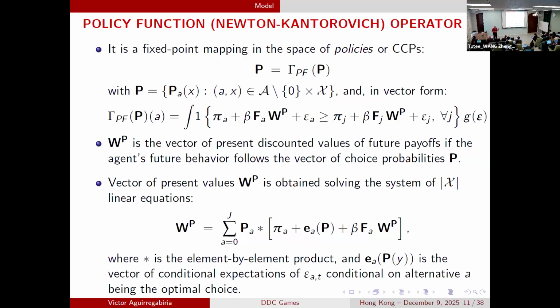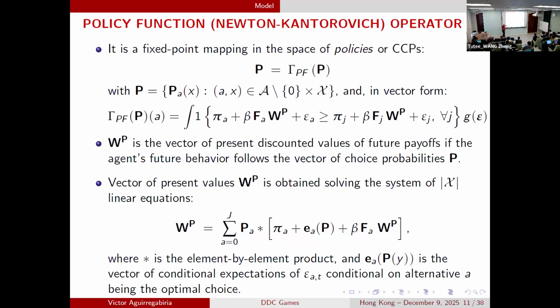One step is the evaluation operator, and the other step is the policy improvement operator. Then what is the evaluation operator? The evaluation operator is very intuitive. Give me a vector of choice probabilities for every action and every possible state, every possible value of X. And then I can calculate what will be the present value of behaving according to these choice probabilities from now and forever in the future. That's what the evaluation operator does. Give me some policy that in this case has choice probabilities, and I can calculate what is the value of behaving according to that policy.